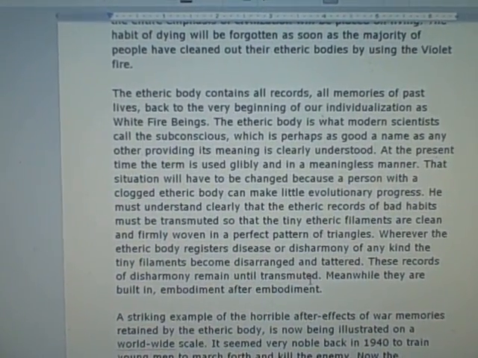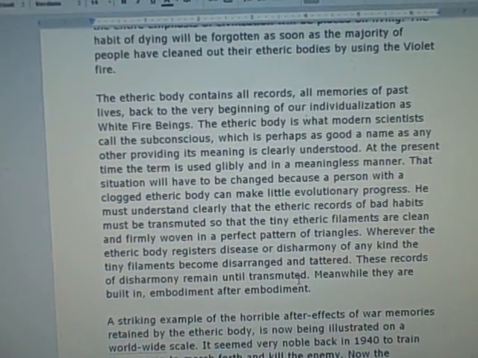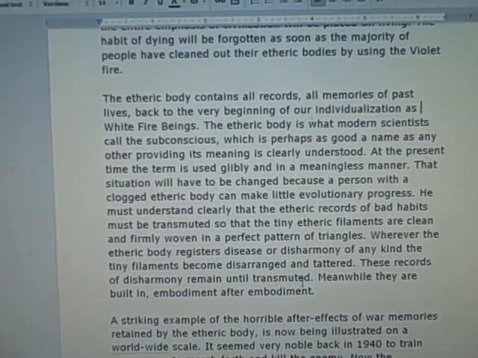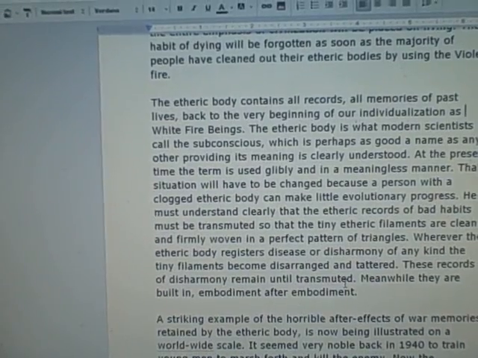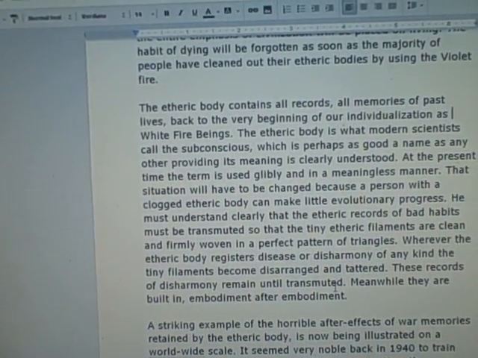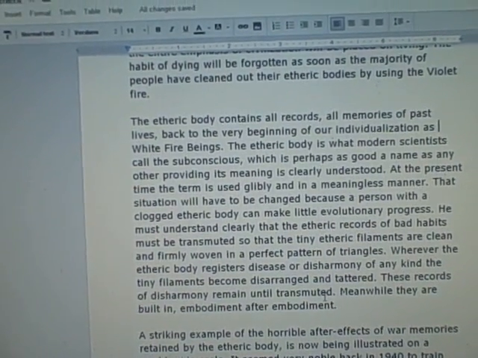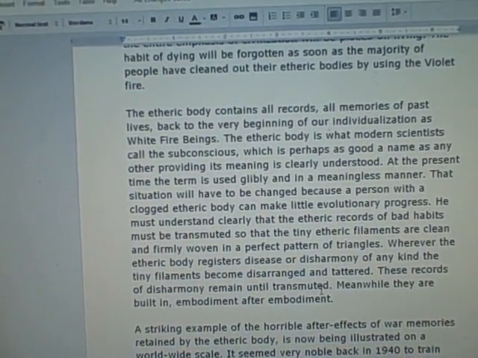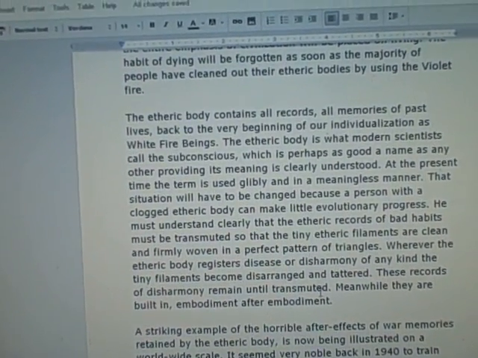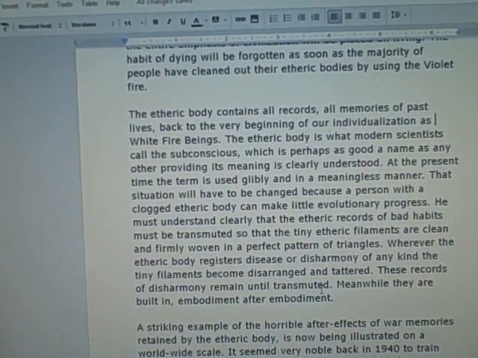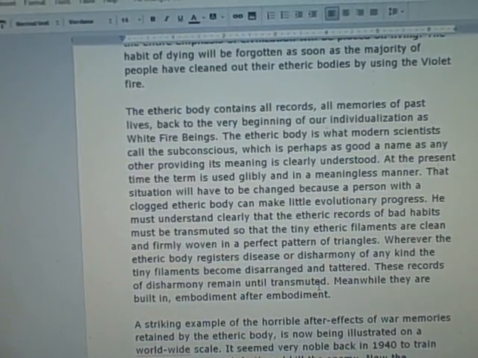The etheric body contains all records, all memories of past lives, back to the very beginning of our individualization as white fire beings. The etheric body is what modern scientists call the subconscious, which is perhaps as good a name as any other, providing its meaning is clearly understood. At the present time, the term is used glibly and in a meaningless manner. That situation will have to be changed, because a person with a clogged etheric body can make little evolutionary progress.